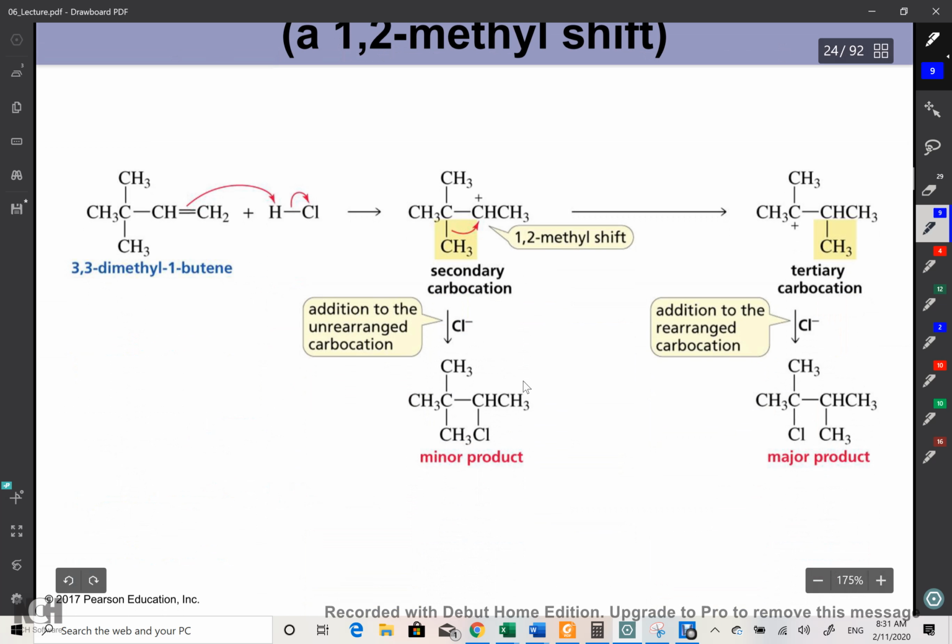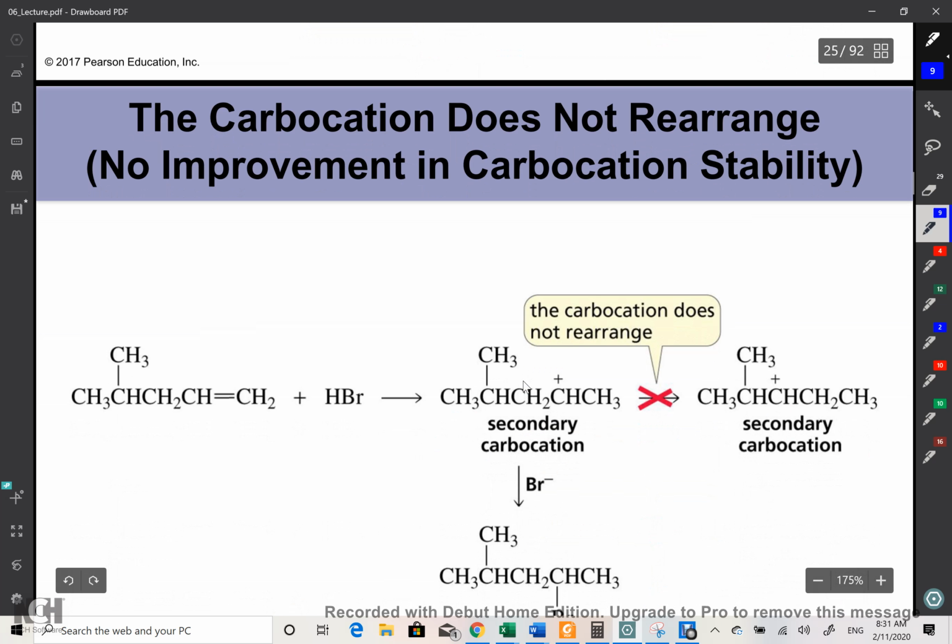Same thing with the methyl shift. A 1,2 methyl shift can only happen if the carbocation is next to a quaternary center. Hallelujah.